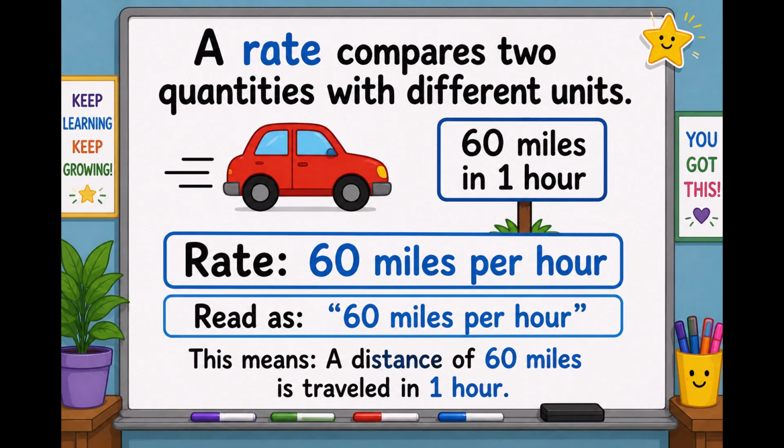So just a brief reminder, a rate compares two quantities, two amounts with different units. The word per means for each. 60 miles per hour means 60 miles are traveled in every 1 hour. Rates help us compare things like distance and time, money and items, or work and time.